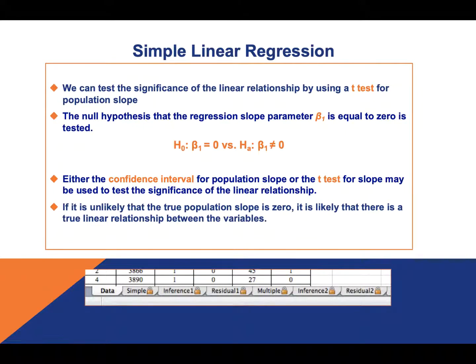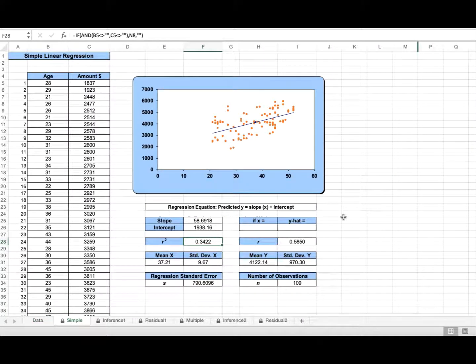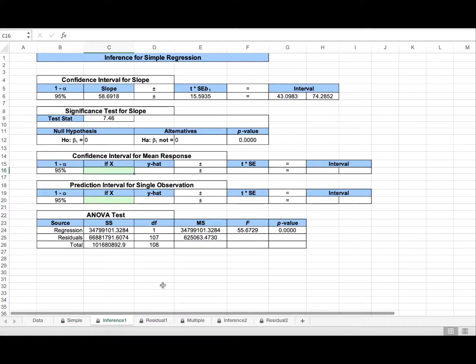Let's go back to our Excel tool now to practice using our methods to check for the significance of the linear relationship between two quantitative variables like age and amount charged. We've already seen that there's a moderately strong linear relationship between these two variables. However, this is just one sample of data. It's possible that we could observe a linear relationship in this sample when there's not a true linear relationship in the entire population. Our worksheet tab Inference has our results.